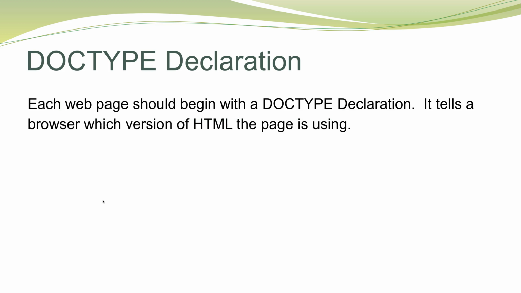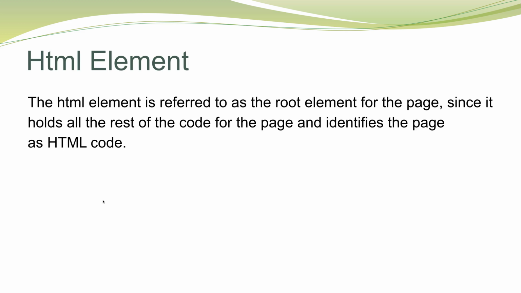A web page is made up of different parts. The first line is a DOCTYPE Declaration. Each web page should begin with a DOCTYPE Declaration. It tells the browser which version of HTML the page is using. The HTML element is referred to as the root element of the page, since it holds all the rest of the code for the page and identifies the page as HTML code.